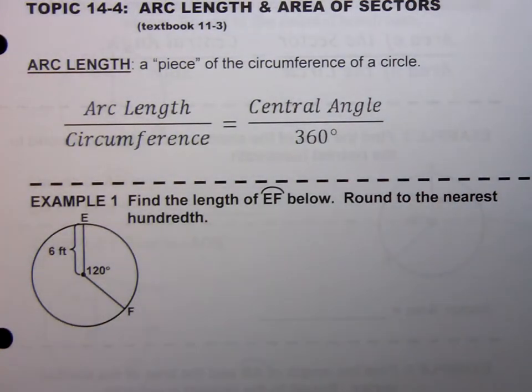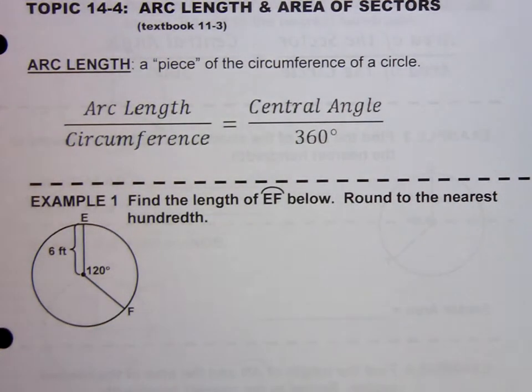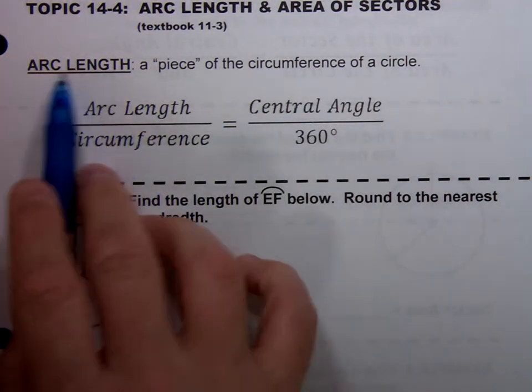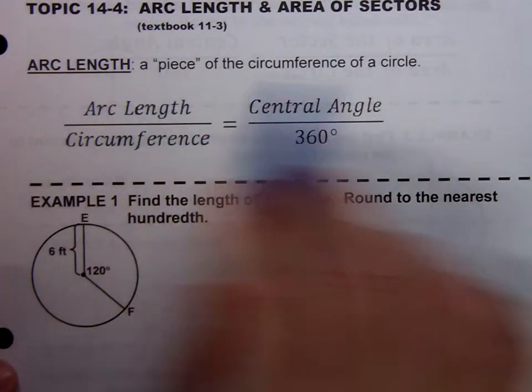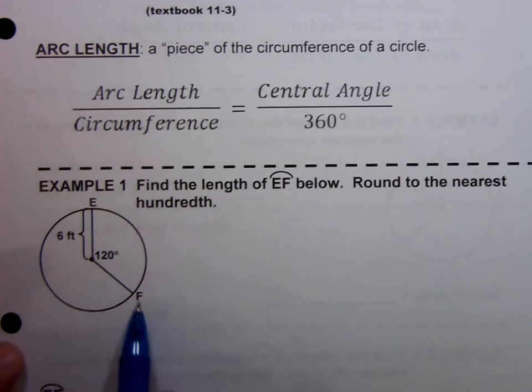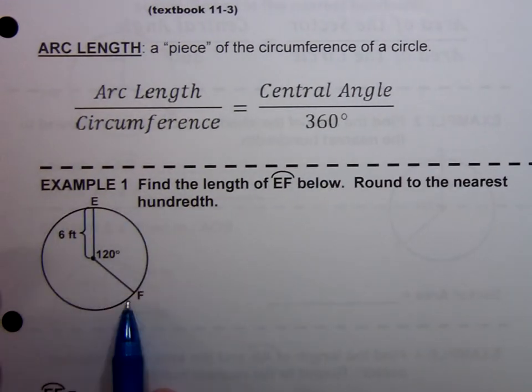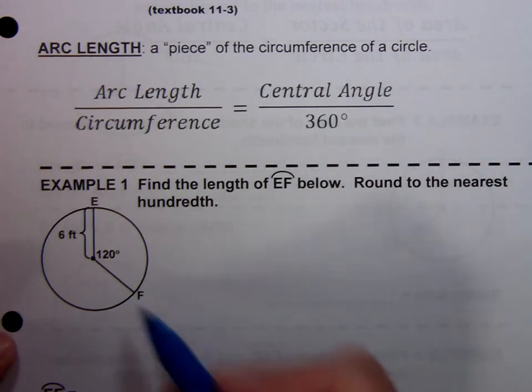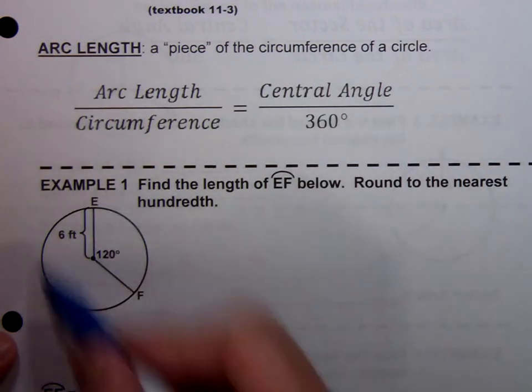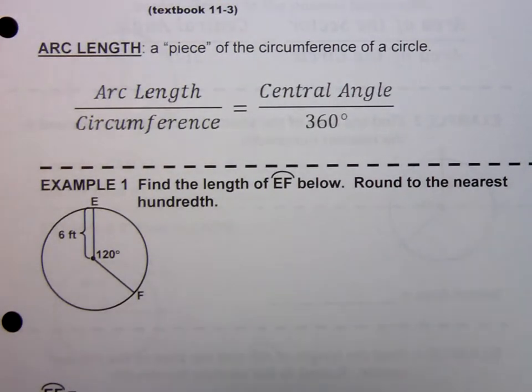Alright, we're going to talk about arc length and sector areas today. First one we're going to talk about is arc length. When we talk about arc length, we're talking about a piece of the circumference of a circle. So the circumference is the distance around a circle. The arc length will be the length of an arc, which is part of the distance around a circle, or a piece of the circumference.